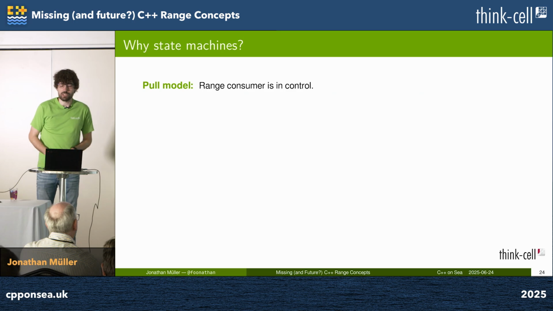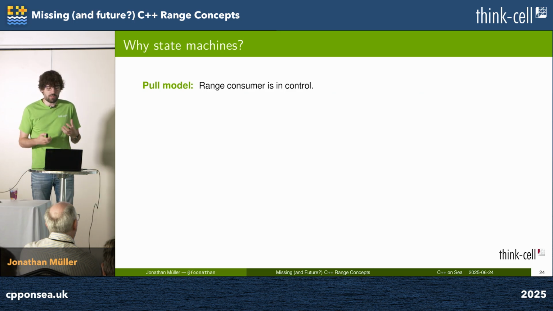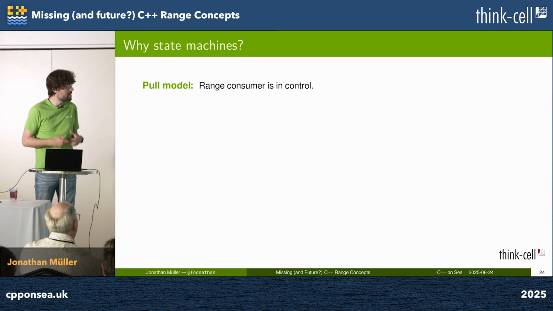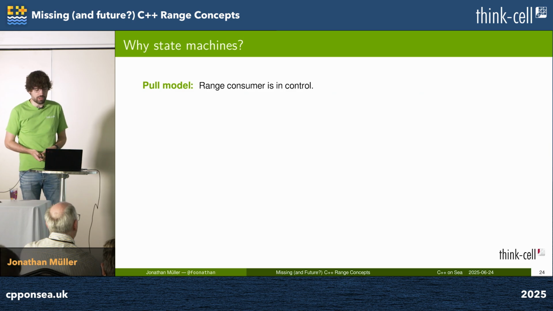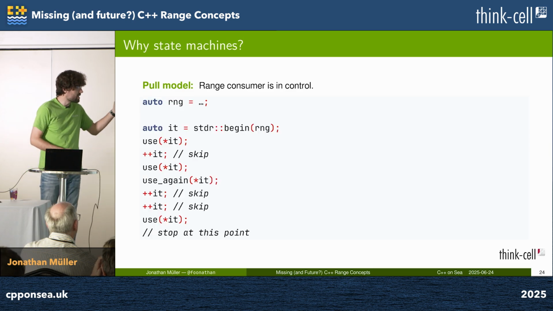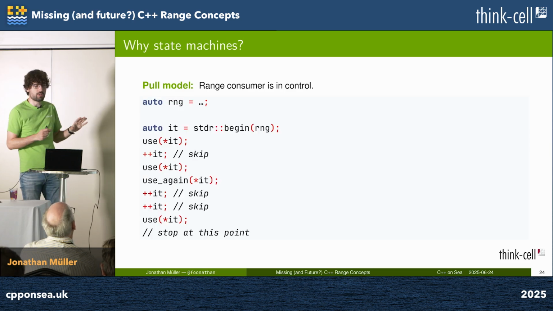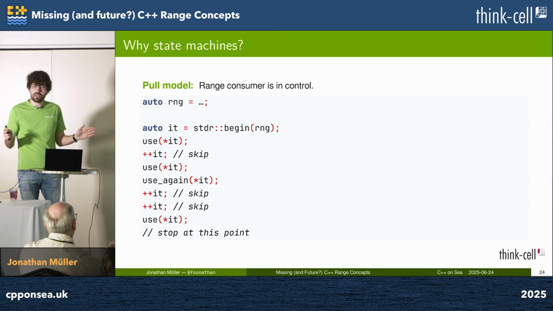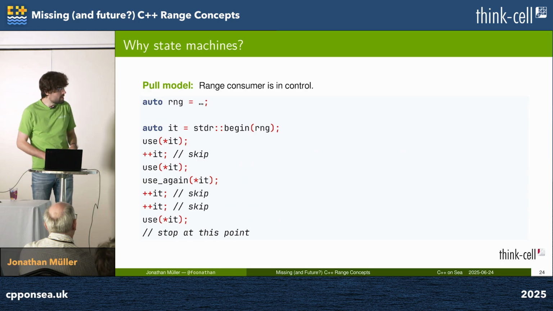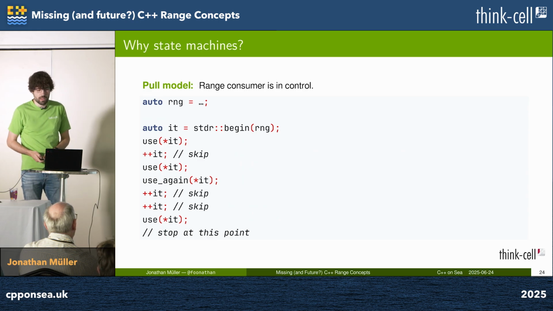So why do we have state machines? Well, we have state machines because ranges have a pull model. In a pull model, the range consumer is entirely in control, right? So you can have a range, you can get an iterator, and then you can do whatever you want with it, like read one element, skip one, use one element twice, skip two elements, use it again, and then we stop at this point and no longer want to continue iterating, right? The consumer is in full control.